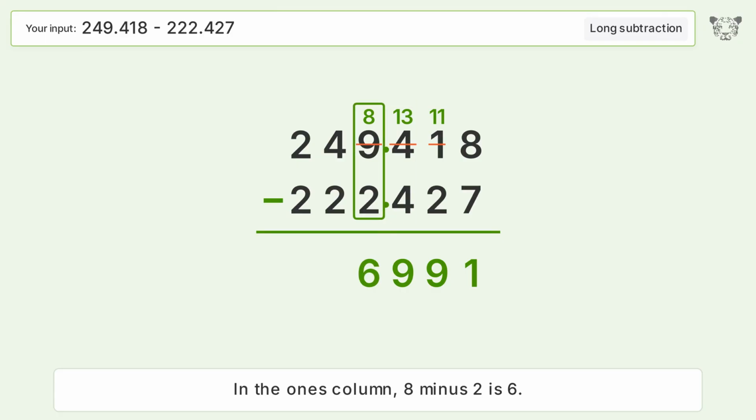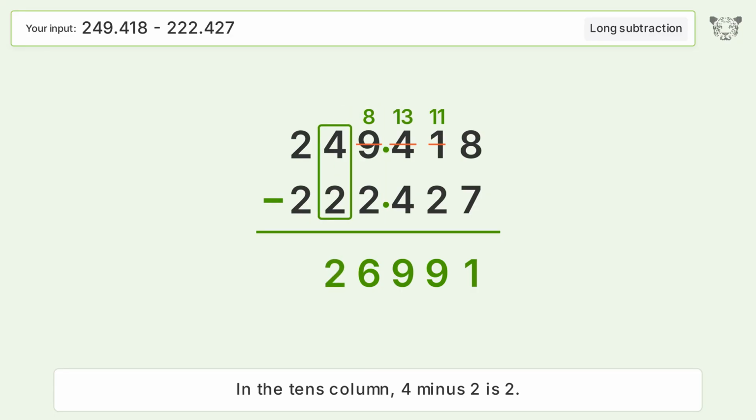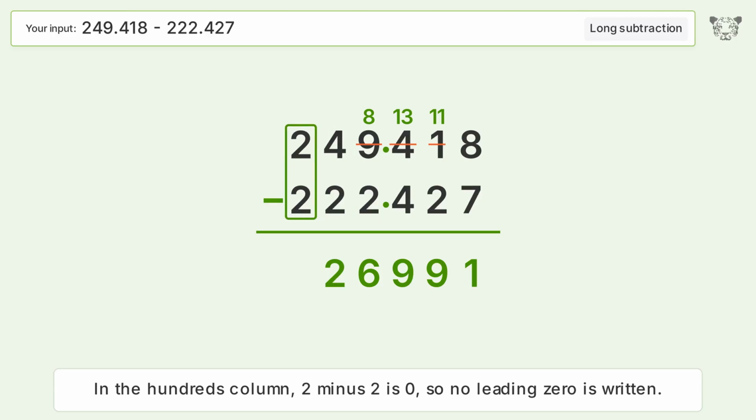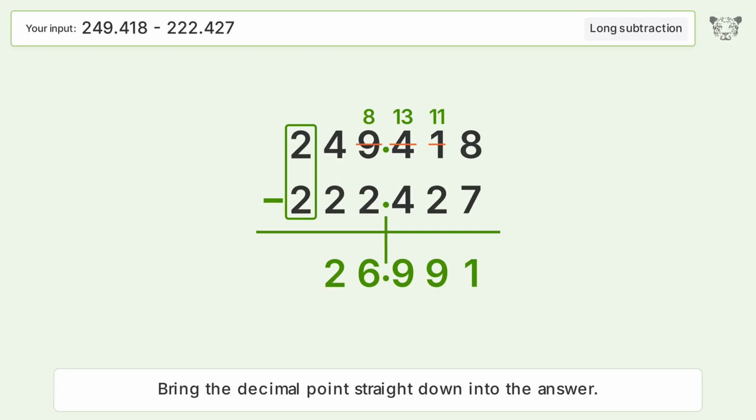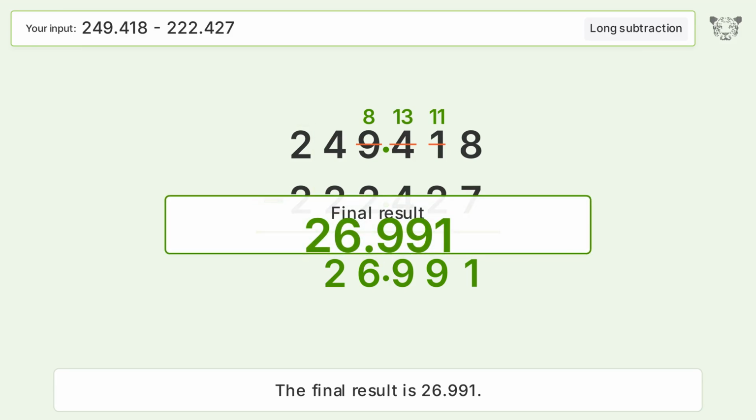In the ones column, 8 minus 2 is 6. In the tens column, 4 minus 2 is 2. In the hundreds column, 2 minus 2 is 0, so no leading 0 is written. Bring the decimal point straight down into the answer. The final result is 26.991.